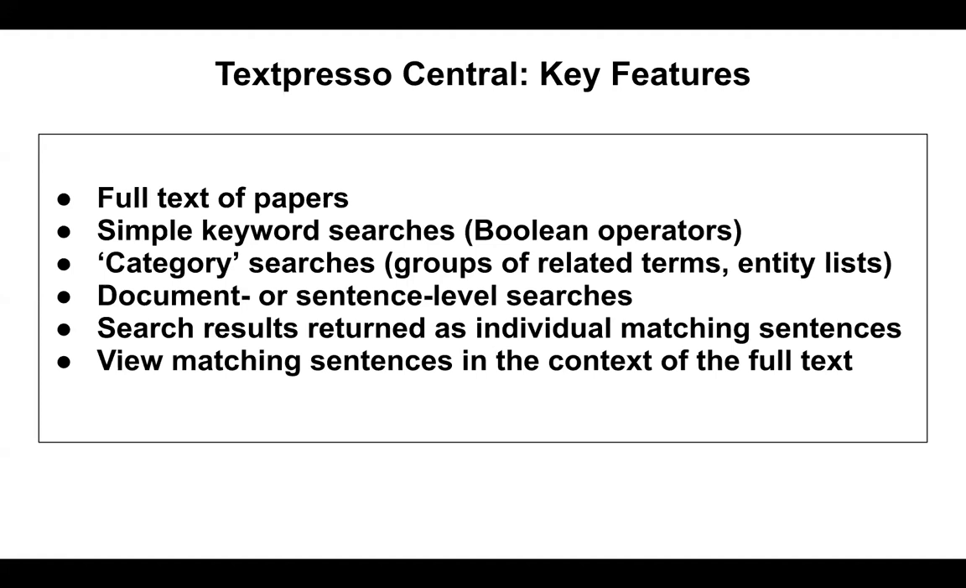You can search on either a document level, or you can perform sentence level searches. Sentence level searches are particularly good for finding particular facts or experimental findings in the literature. All the search results from a Texpresso Central search are returned as individual matching sentences. So you actually see the full sentence that matches your search criteria. And you can, for either open access papers or papers for which you have a subscription, view those matching sentences in the context of the full text.